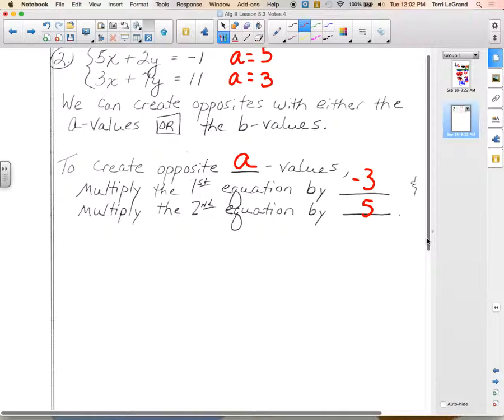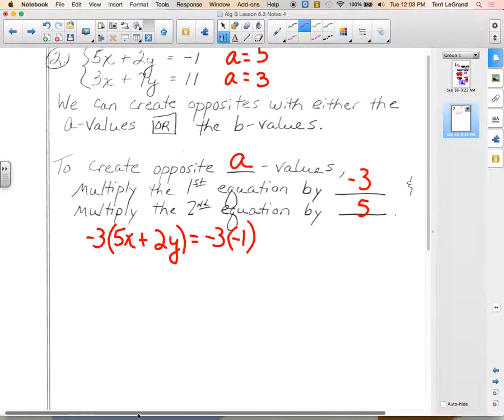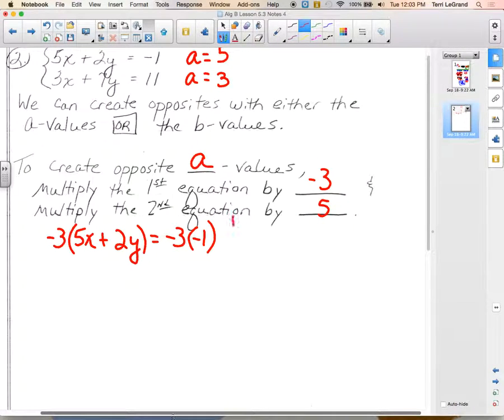So we're going to take that first equation and we're going to multiply it by -3. And we're going to multiply the second equation by 5. One choice of many that we could have made.